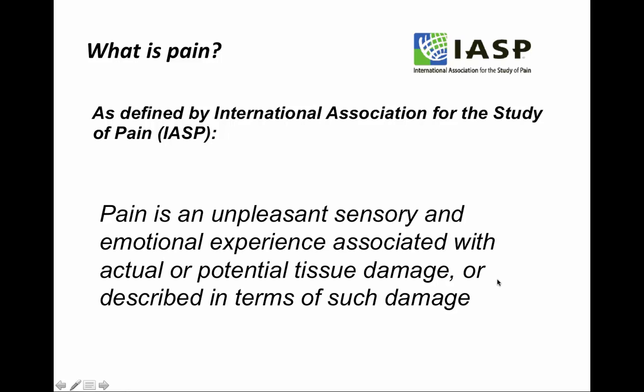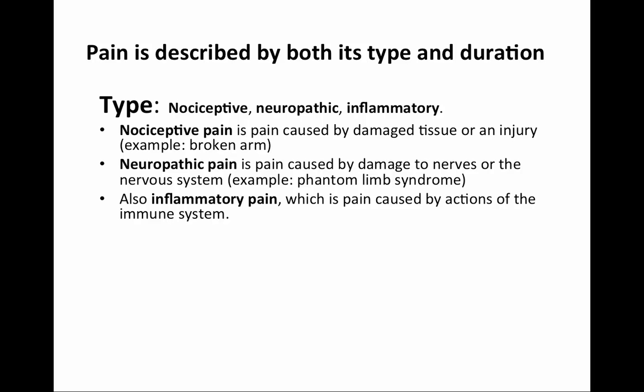The definition of pain is that it is an unpleasant sensory and emotional experience associated with actual or potential tissue damage or described in terms of such damage. Pain is usually categorized by type and duration. Some common types of pain include nociceptive pain, which is caused by damaging tissue. So an example would be breaking your arm.